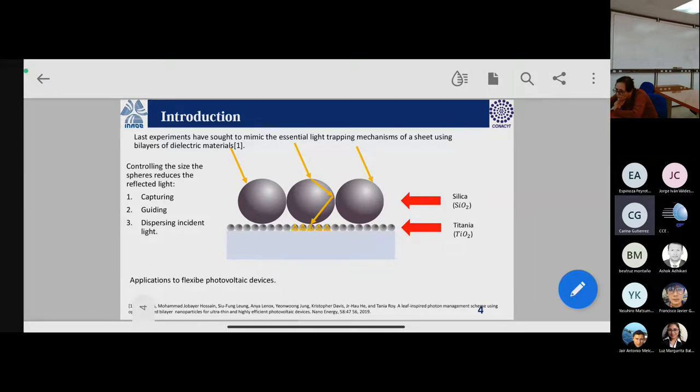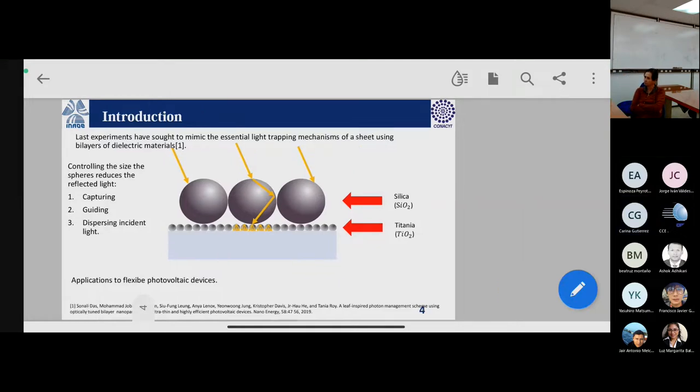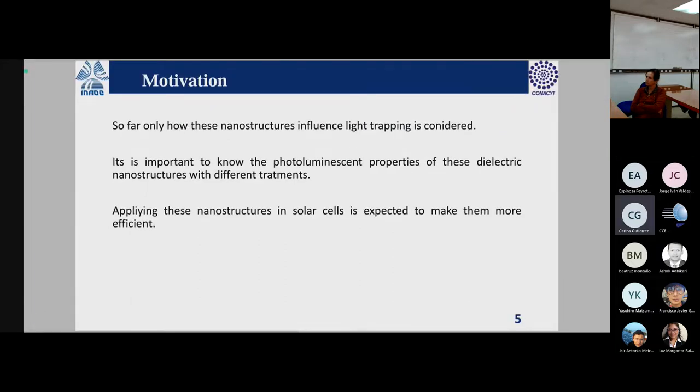With these nanoparticles, we use two different arrays, and we try to study not only the optical phenomena, but also the photoluminescence properties under different conditions, in our case thermal conditions. So far we can see this kind of nanoparticles acts like a light trap, and it is a work that other researchers have shown. We want to work with the photoluminescence properties of these dielectric materials and see how they change after thermal treatments.